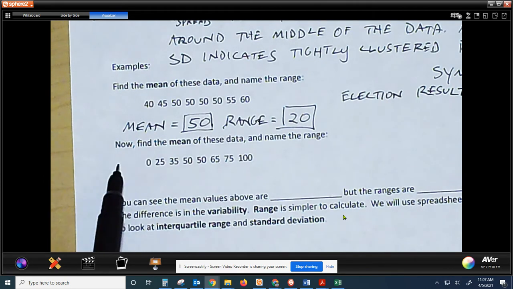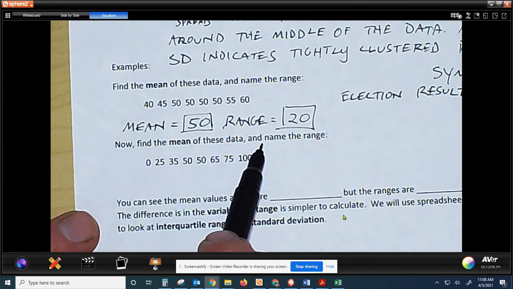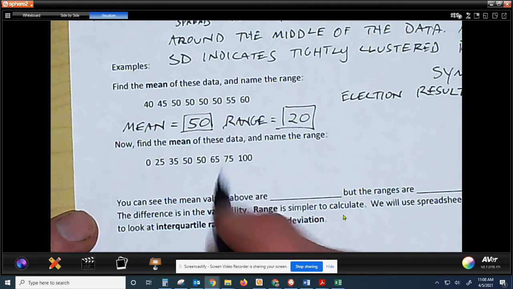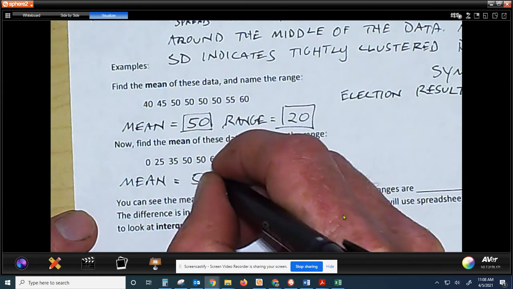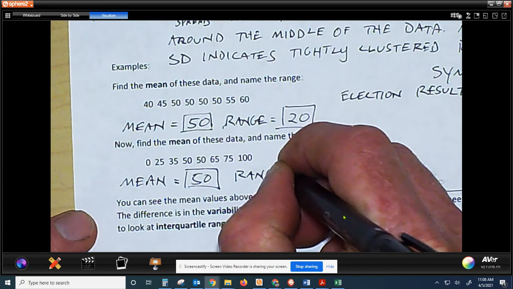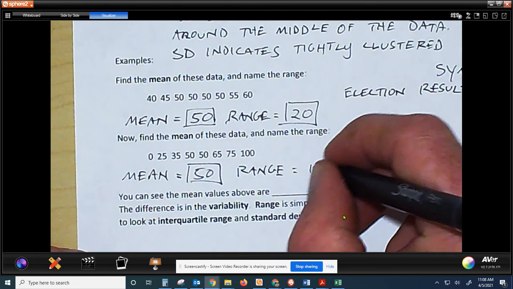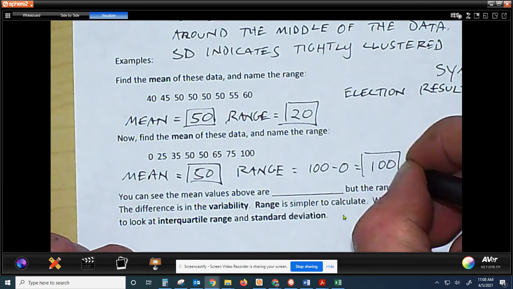Now here's where understanding variability will help you. Find the mean of these data and name the range. Well, I did the same math down here. I added these up, and the mean, once again, came to 50. But what is the range of these data? What's the difference between the biggest value and the smallest value? 100 minus 0 equals 100.